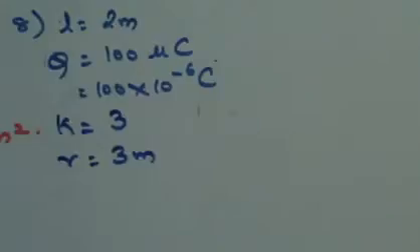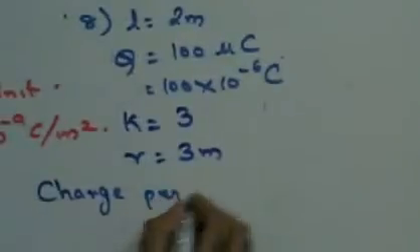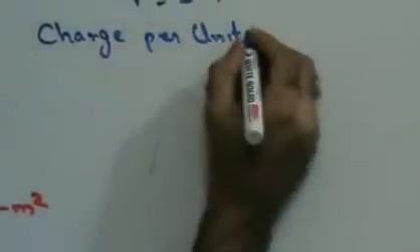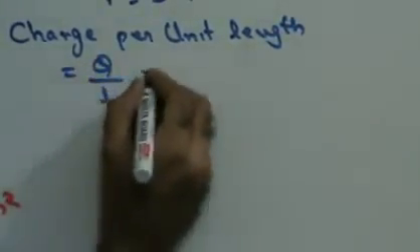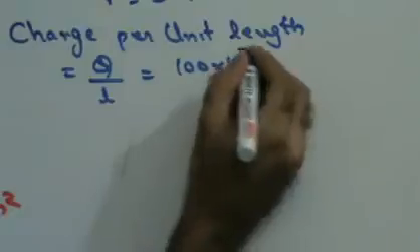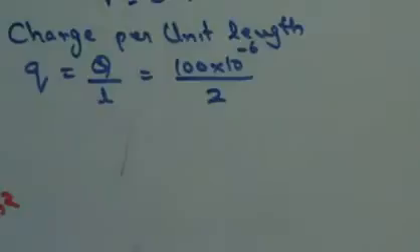Now, they've given you that a conducting cylinder of length 2 meters has a charge of 100 microcoulombs. In that case, what will be my charge per unit length? That's my total charge, so my charge per unit length will be nothing but Q upon L. That's 100 into 10 raised to minus 6 upon 2. The total charge of 100 microcoulombs is distributed over a length of 2 meters, so charge per unit length will be charge upon the length.